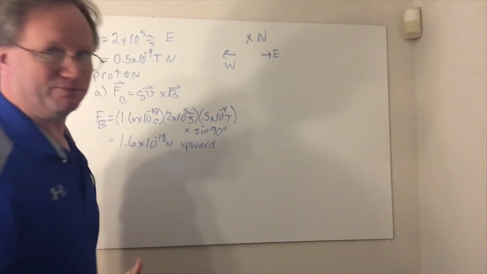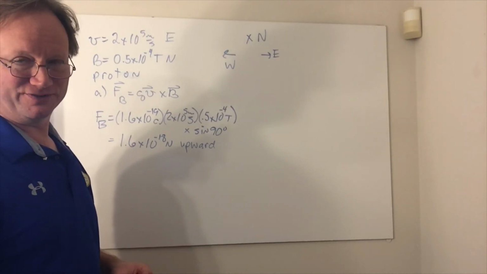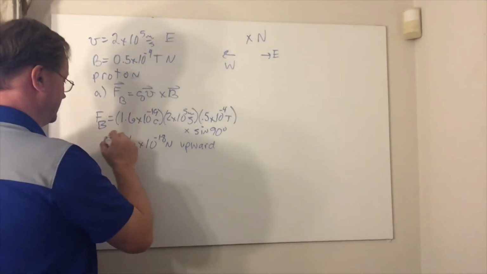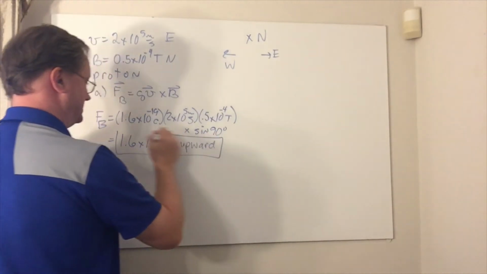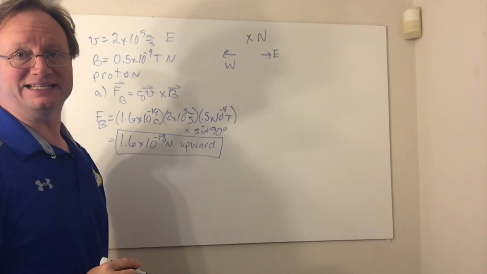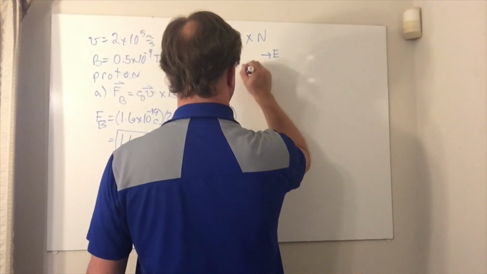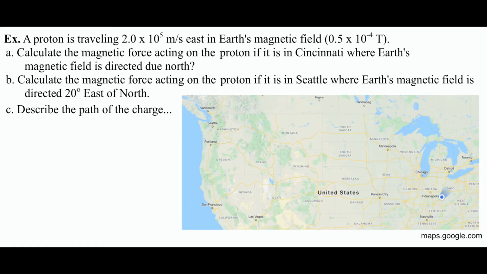Just a side note, remember, north is not upward. North is a direction on the surface of the Earth. Okay, so then our force acting on the proton in Cincinnati is 1.6 times 10 to the negative 18th newtons in that upward direction. Part B, we want to calculate what the force is if we're in Seattle.